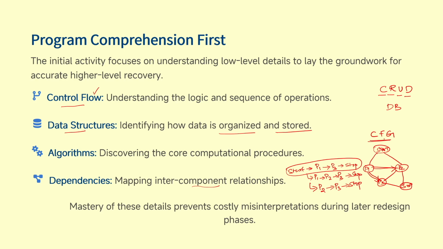Second is the data structure, how you are going to save the data within each and every module. And next is the algorithms that have been used inside each and every functionality and the dependencies. So everything has been identified from the code. So from this you can actually draw a diagram. So now I have drawn a diagram, right, CFG. So this can be used for identifying what design it is.